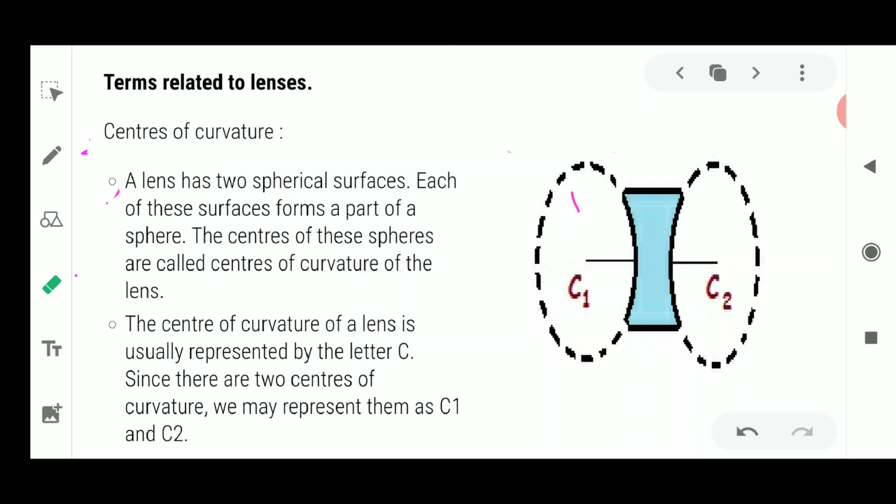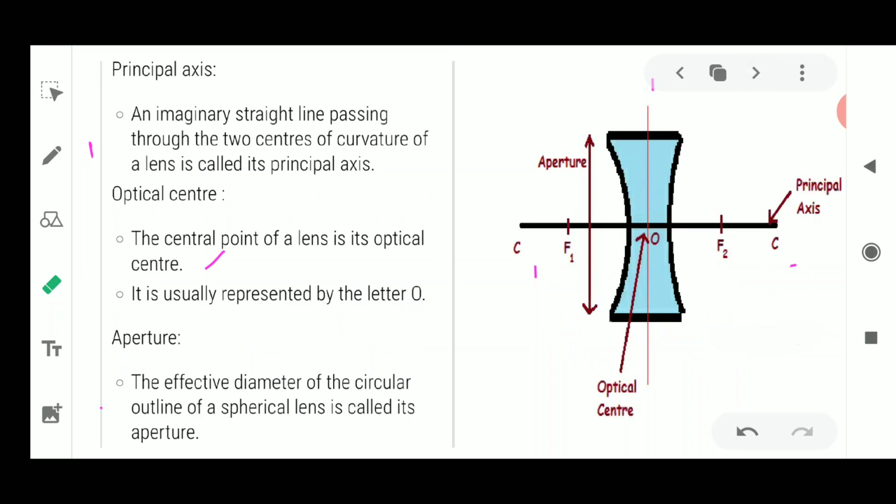Because there are two possibilities: the incident rays could come from the left side, and they could also come from the right side. These are the ways by which the two centers of curvature are obtained. Fine. Next we discussed the principal axis. This axis starts from one center of curvature and goes to the other center of curvature.